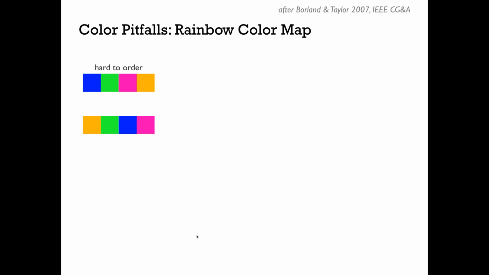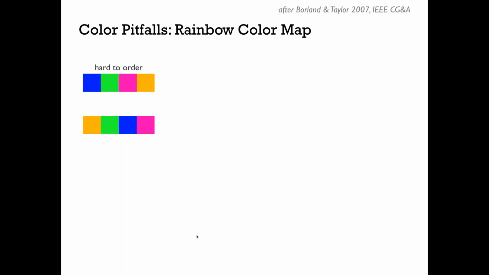What we're going to talk about now are common mistakes when picking encodings. The first step here is to look at colors and color maps. Rainbow color maps are all over the place, and I've already demonstrated that they are not doing a good job. What is the problem with rainbow color maps?